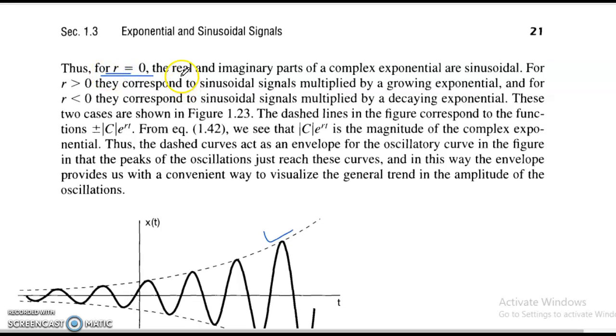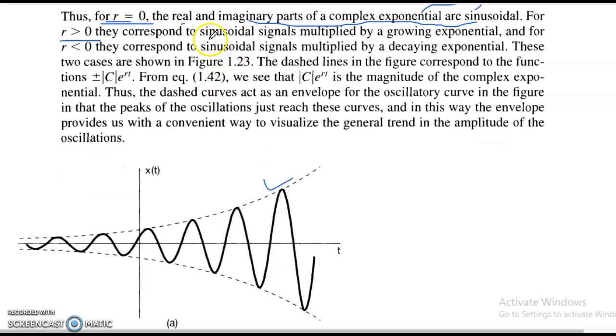For r equal to 0, the real and imaginary parts of a complex exponential are sinusoidal. For r greater than 0, they correspond to sinusoidal signals multiplied by growing exponentials.